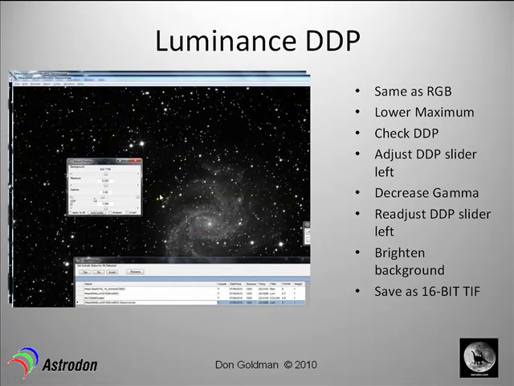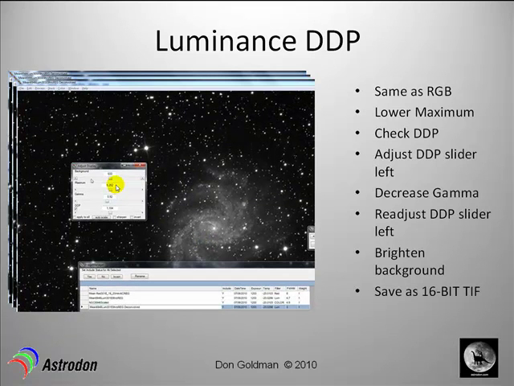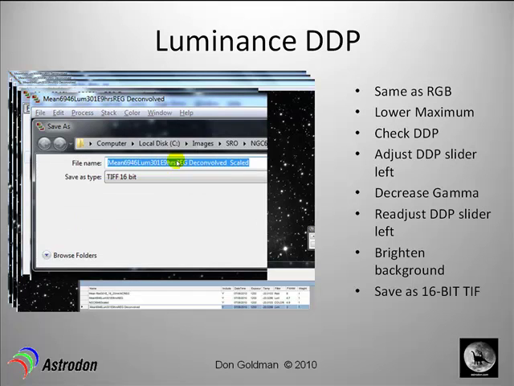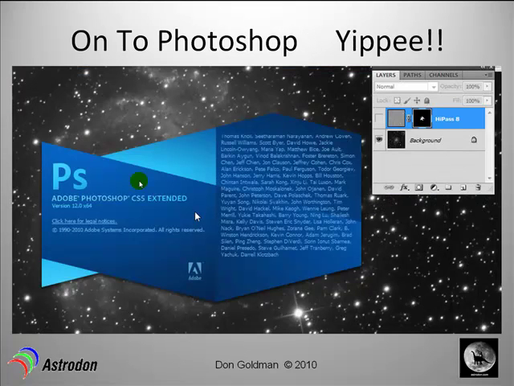So again, move the maximum slider over to the right. We move the DDP to the left. We move the background to the left a little bit, and we save the scaled data. In this case, it's the mean deconvoluted scaled data as a 16-bit TIFF file. And now we're ready to go to Photoshop.